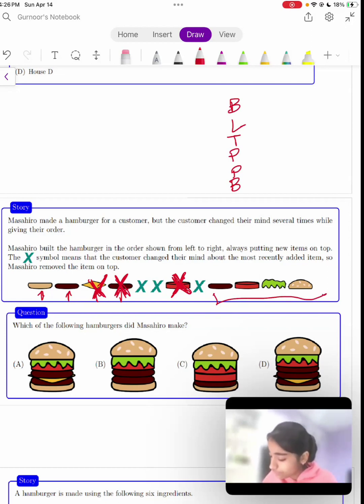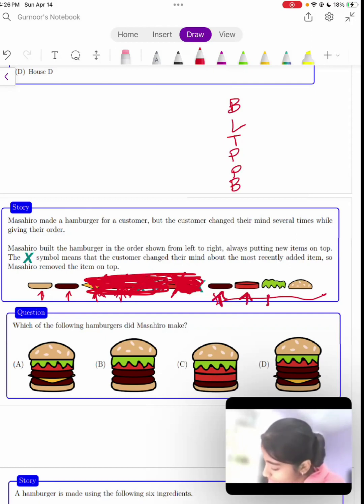So now the only things that we have, let's just cross everything out here, what we don't need. So now the order is gonna be bun, patty, patty, tomatoes, lettuce, and finally a top bun. So now let's see which of the options matches what we got from the question. So here we have bun, patty, cheese, but that does not match our order. So we're gonna cross this out.